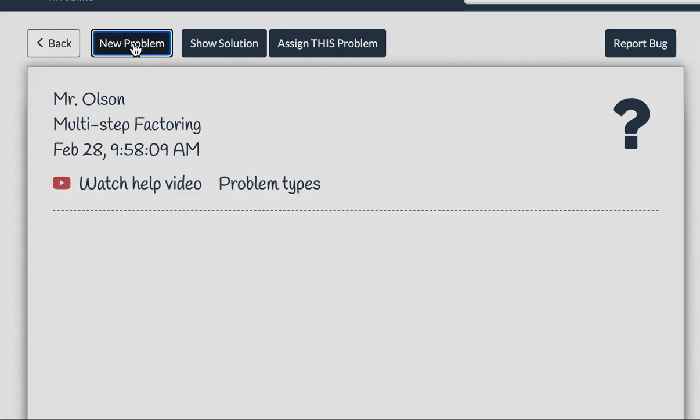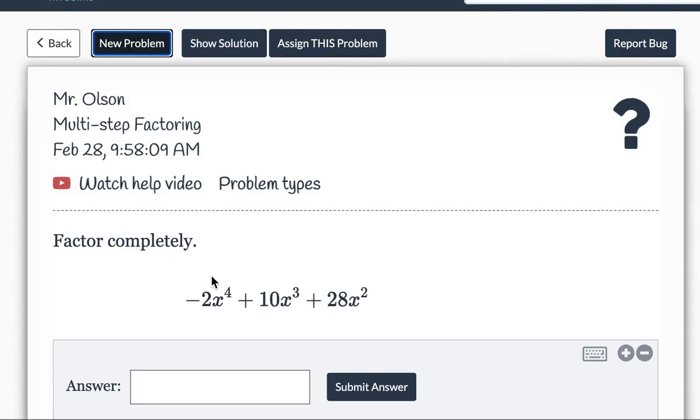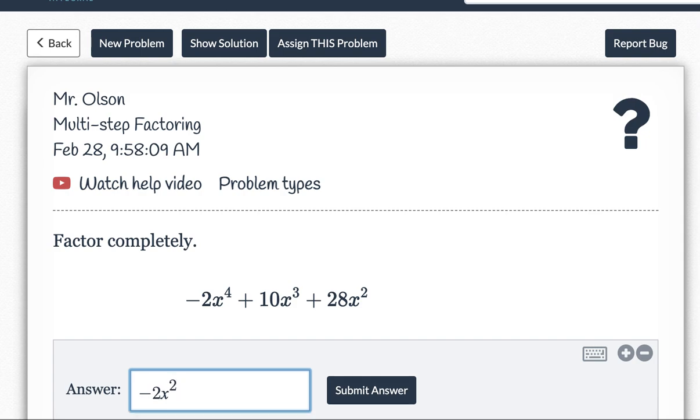Let's see if we see another one like this. Okay, this is going to be similar. We're not going to make any mistakes. We're just going to take out the common thing we see in everything. I see an x squared in all of these, so I can divide that out, and I see a -2. So I'm going to take out a -2x squared, and then what's left behind when I divide that will be an x squared.